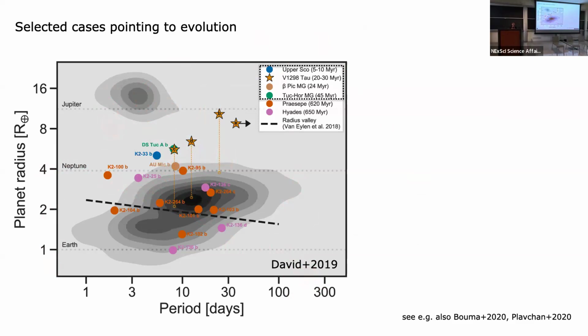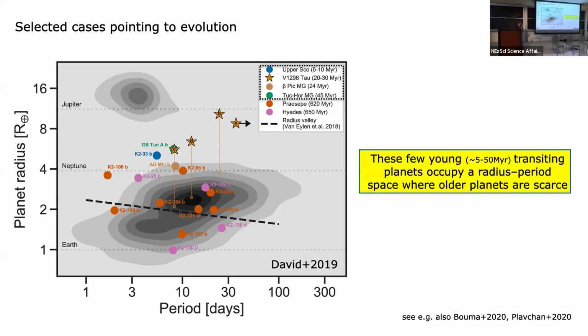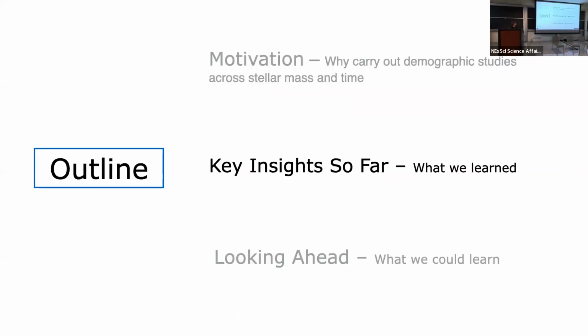So there is something here to learn in terms of evolution, and that's why you want to do demographics as well as a function of time. I will be showing that later. So now let's start on what we have learned so far.